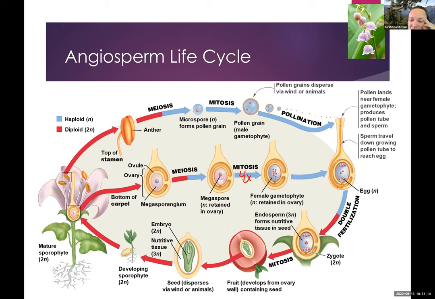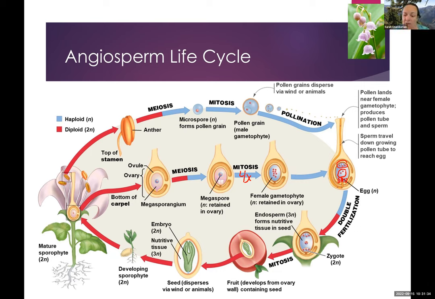And then if you look at our picture here, 3 of them end up there. Those 3 don't do anything. One of them we call the egg. That's right there. The other 2 on either side of the egg don't do anything. So that counts for 6. And then we have those 2 in the middle. Those are the ones that are destined to become the endosperm.